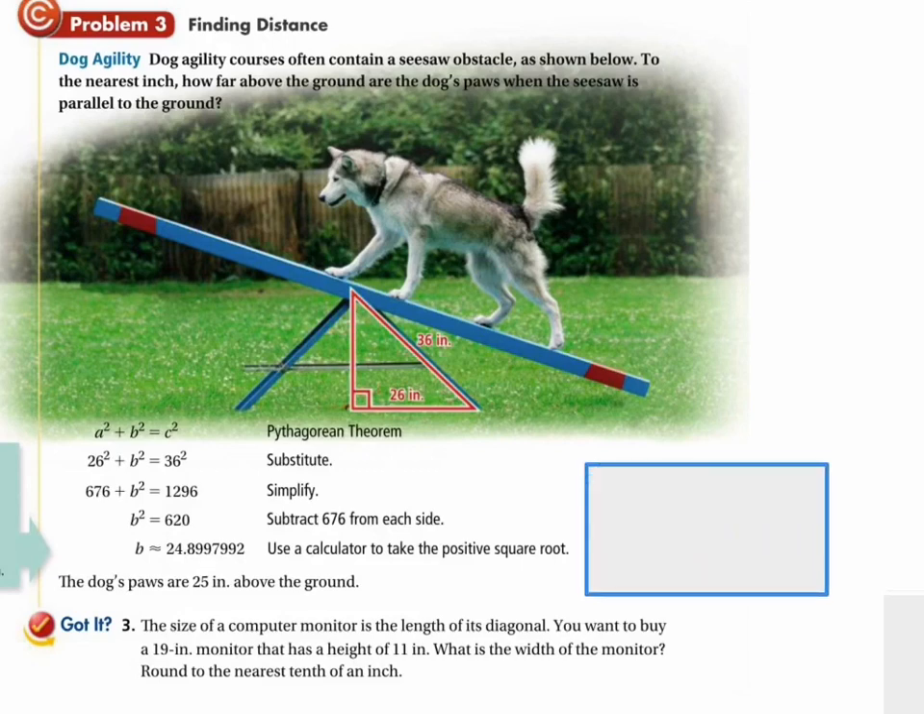Okay. And since it's a 19-inch monitor, you know this length right here is going to be 19 inches. And you want to buy a monitor that has a height of 11 inches. This is 11 inches. What is the width of the monitor? So you've essentially got a triangle here, where you're finding one of the legs. Round to the nearest tenth of an inch. Pause your video and calculate that right now.